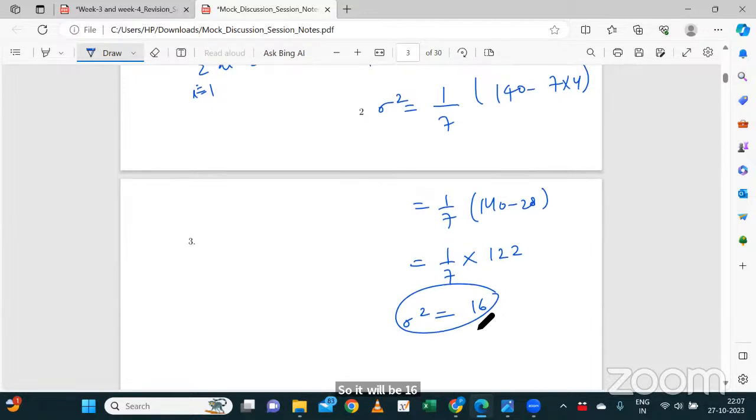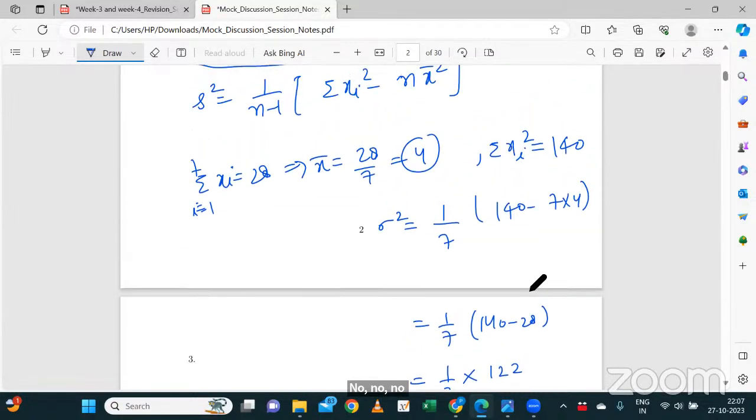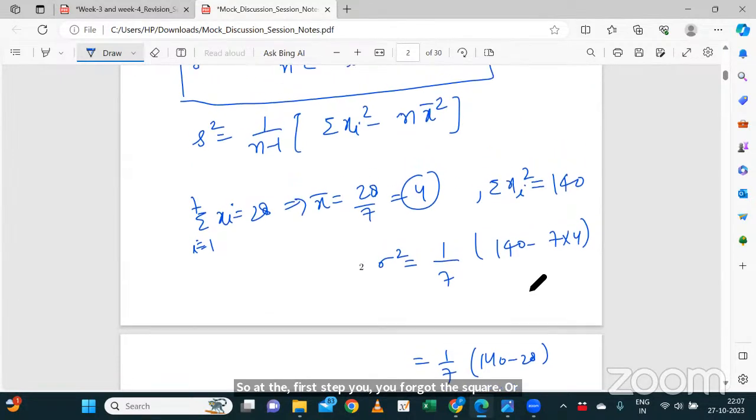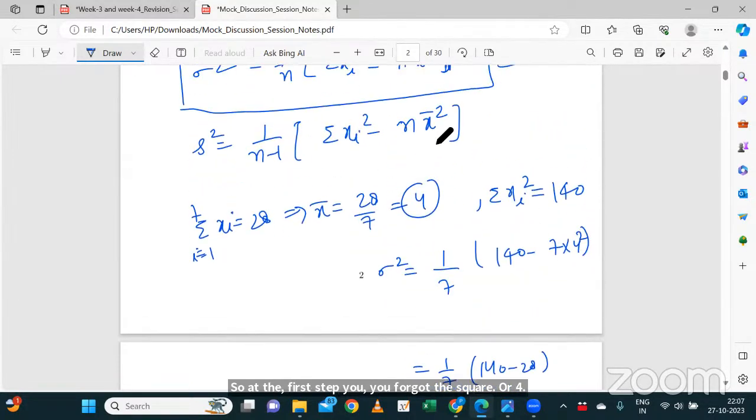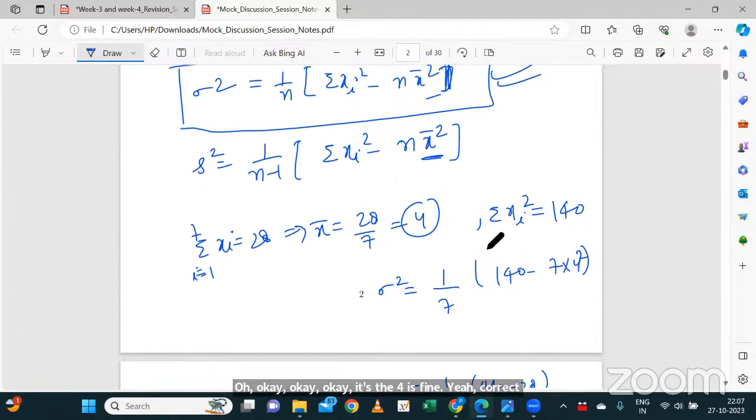No, sir, at the upper step, you forgot the square over 4. Oh, okay. It's a 4 square. Yeah, correct. So it's x bar square.